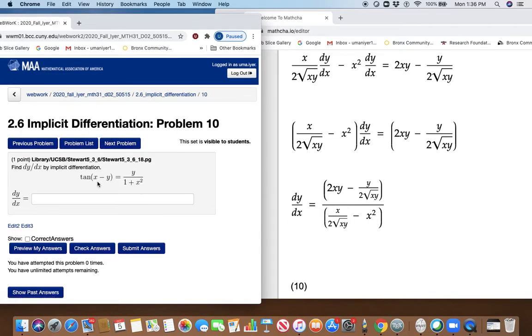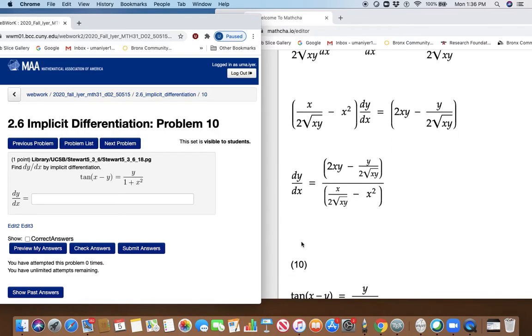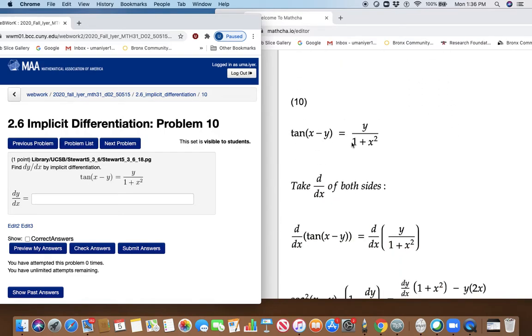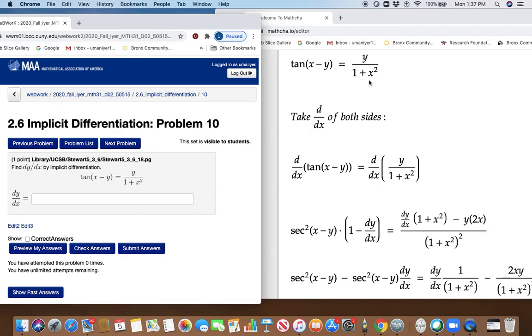Next problem. So now we start with trigonometry. Tan of x minus y equals y over 1 plus xy. Find dy/dx. Take the derivative of both sides. This calls for the chain rule. The derivative of tan is secant squared, object inside as it is, times the derivative of the object inside, 1 minus dy/dx, equals. This calls for the quotient rule. Square the denominator, derivative of the top times the denominator as it is, minus numerator as it is, derivative of the denominator.